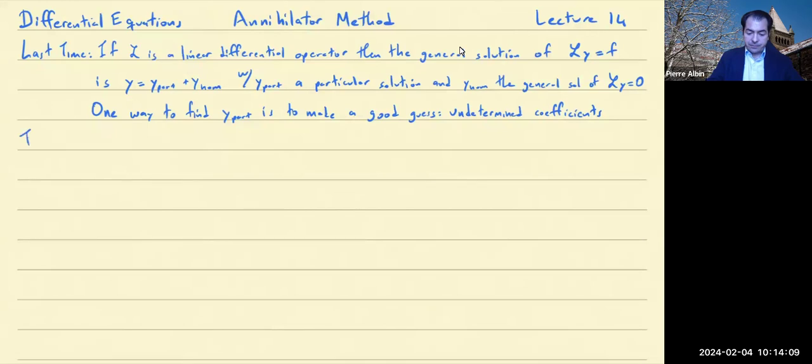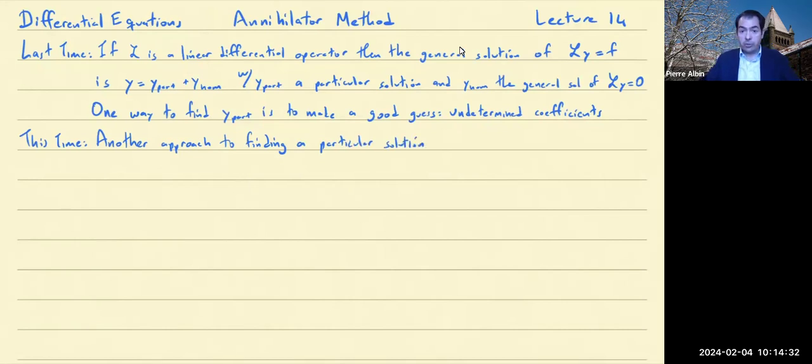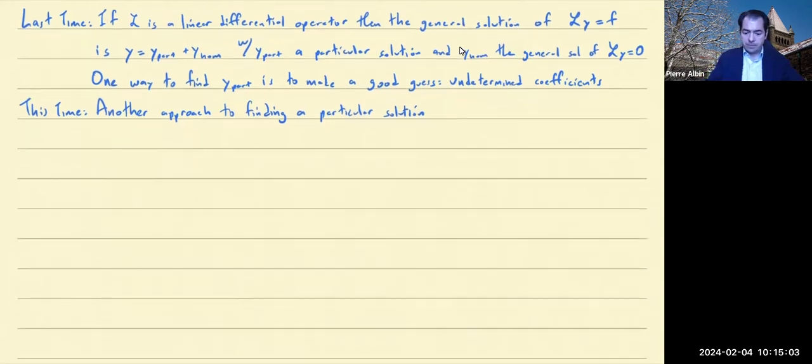So this time, we're going to talk about another approach to finding a particular solution. It's actually a very similar approach in that we are going to end up with some undetermined coefficients that we're going to plug in here to determine. What's different is that instead of making a good guess and then having undetermined coefficients, we're going to take the guesswork out of it, and that way we'll be guaranteed that we can find a particular solution of the form we're trying. Okay, let's say more about this.